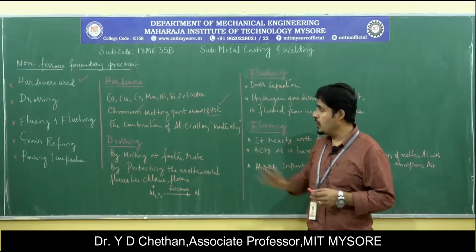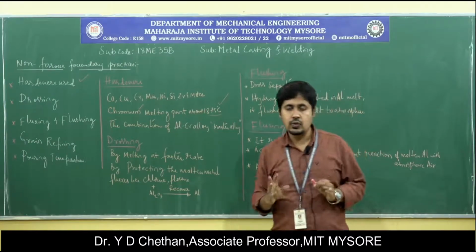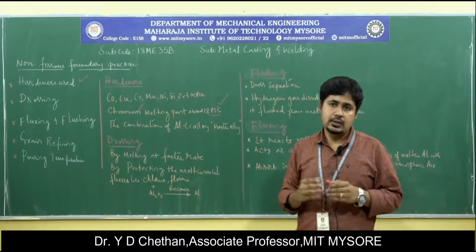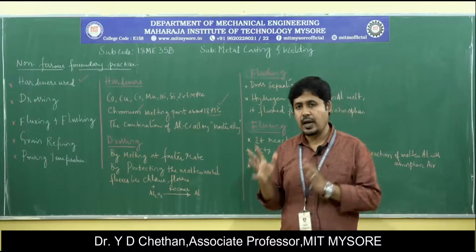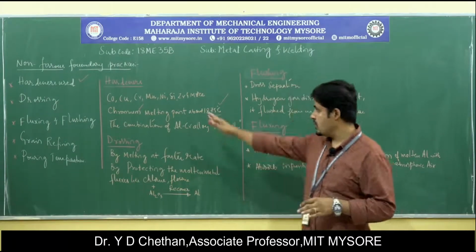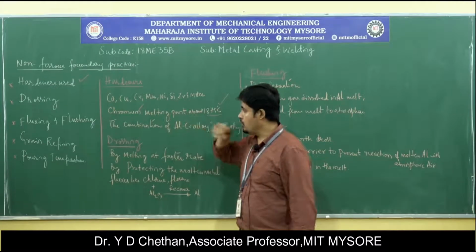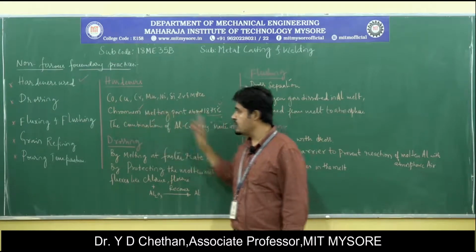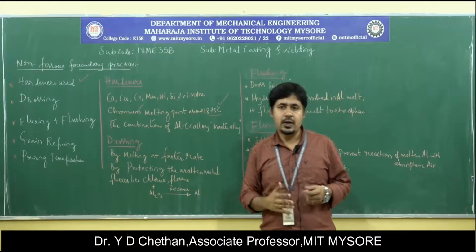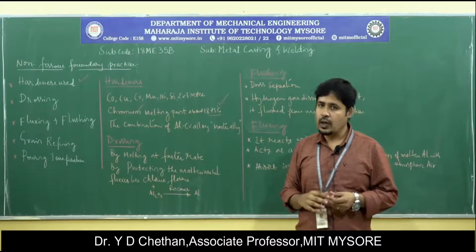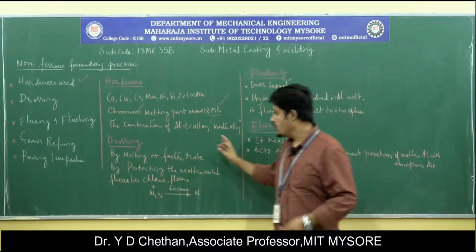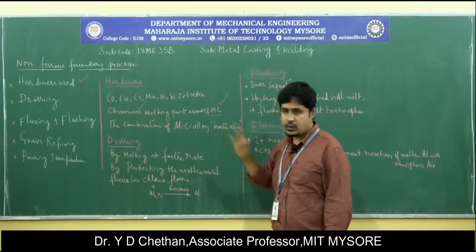Once again I will repeat, the function of the hardener is to incorporate hardness as well as strength into the casting process. So these are some different hardeners. Out of these, chromium is considered to be the most feasible and compatible with respect to aluminum alloys. Okay, so the next concept is drawing.